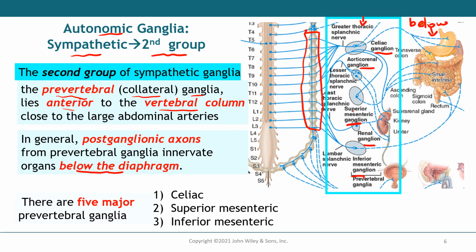So here you find, let's put a number, celiac here, the superior mesenteric here, the inferior mesenteric will be this one, here the 4th one, they are aorticorenal, and finally this one that I think will be the renal. Okay, so with this we finish the sympathetic ganglia. Now we're going to move into the parasympathetic ganglia.